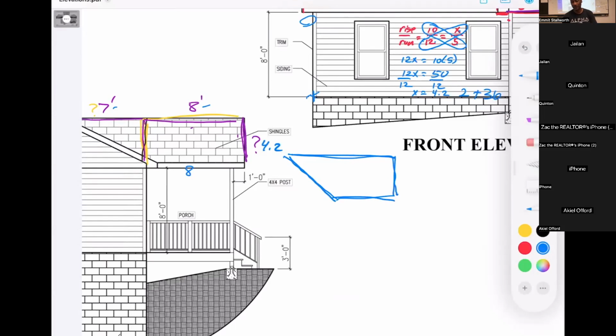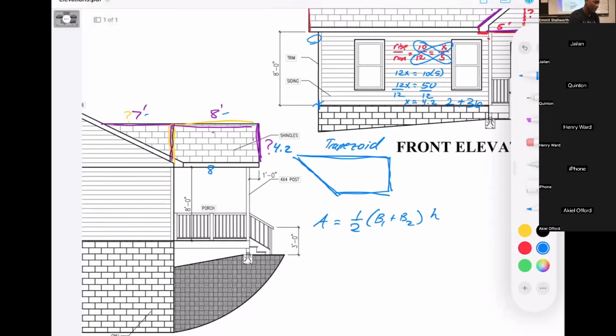And the area of a rhombus. No, it's not a rhombus. I'm sorry, it's not a rhombus. This is called a trapezoid. And the area of a trapezoid is 1/2 base 1 plus base 2 times the height. Okay.